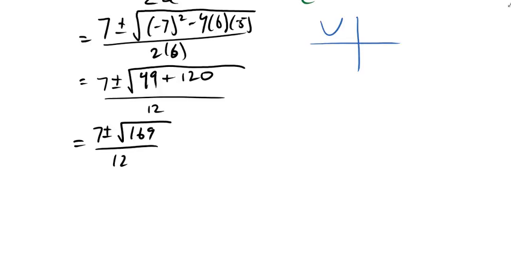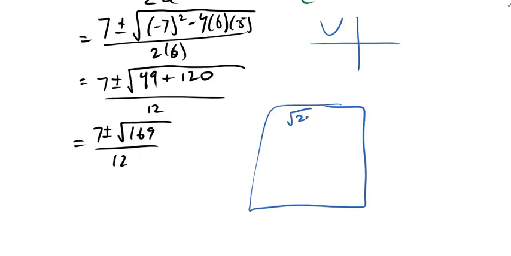Put your pencil down and watch for a minute. This is where some people go like this. Oh, so it's like the square root of 20. So that's like the square root of 4 times 5, which is 2 root 5. They want to do that to square root of 169. But what is the square root of 169? 13.